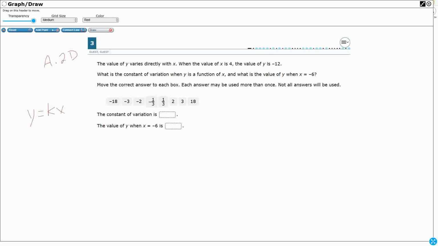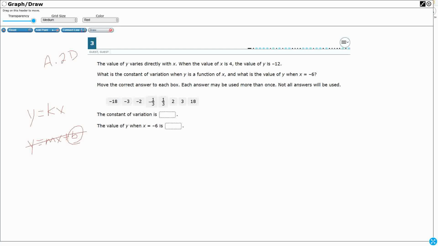And so the difference here is that we're not looking at y equals mx plus b, because that doesn't vary directly. That's not proportional, because it's this b that messes everything up, that pushes the linear graph up or down on the y-intercept. Y equals kx goes straight to the origin. It is proportional. So when the value of x is 4, the value of y is negative 12.